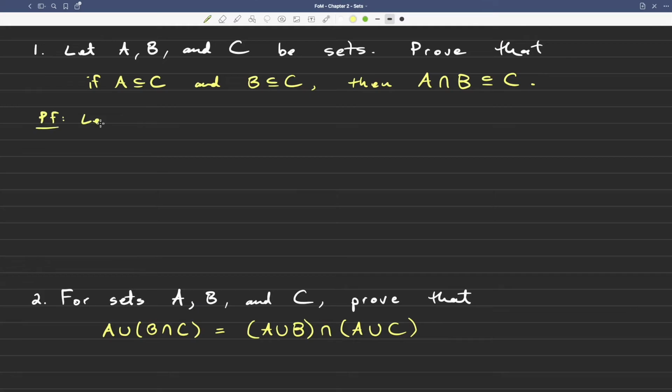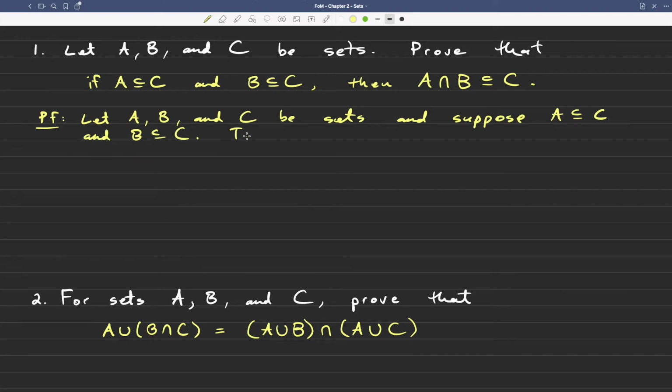So for the first one, let's start off by letting A, B, and C be sets. And let's suppose the hypotheses of the conditional statement are true. So we need to suppose A is a subset of C and B is a subset of C. Now, what we've got to prove is the then part. So to prove that, we're going to take an arbitrary element of the smaller set. So let's let x be an arbitrary element of A intersect B. And of course, what we want to argue is that that element is also in C. So that's our goal. We'll know we're done when we have argued that x is definitely in C. So I'll leave our target there just so we can keep an eye on it for a moment.